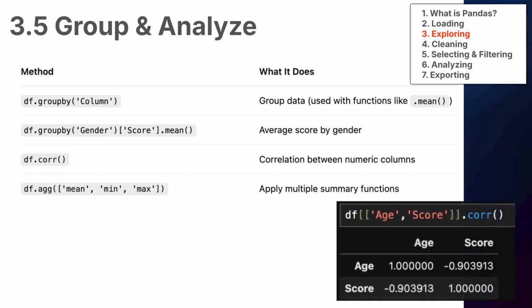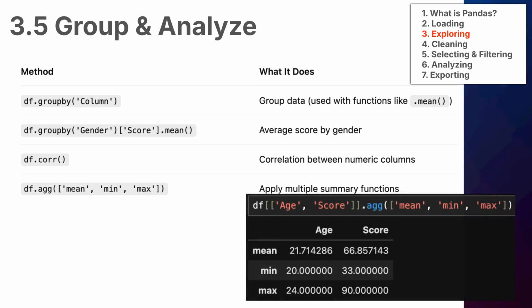Next, correlation. It finds relationships between numeric columns. This method gives you the correlation matrix, how strongly two columns are related. +1 means strong positive relationship. 0 means no relationship. -1 means a strong negative relationship. This is useful in data science to see which variables move together.